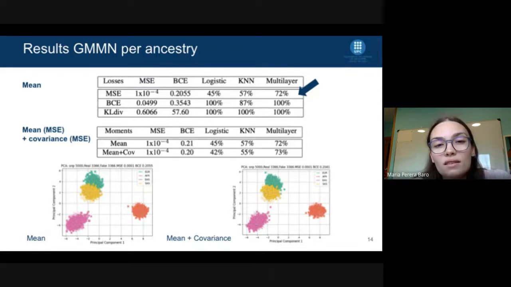And then if we compare the mean plus covariance using the mean square error, the results are very similar and the PCAs too. The PCAs are very good because the generated samples are fitted inside the real samples. But adding the covariance means more parameters and more training time. So as the results are very similar, we would say that the best one is without using the covariance.